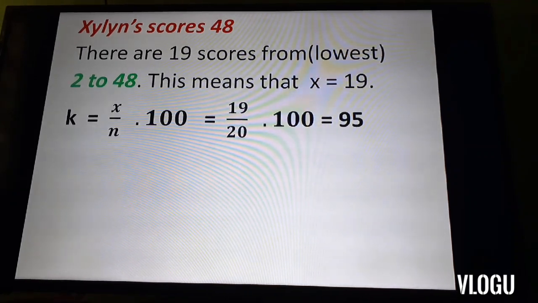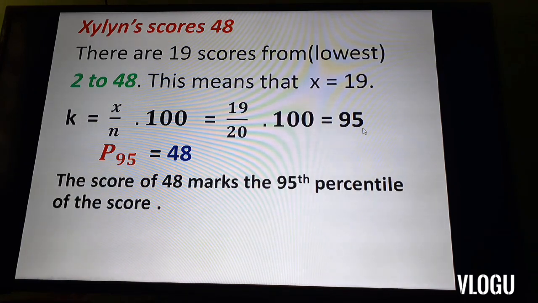Of course, our n is equals to 20. 19 times 100 is 1,900 divided by 20, that is equals to 95. Ano ang ibig sabihin? In short, si Cylene ay nasa pwesto ng 95%. Yun yung kanyang pwesto na nakakuha siya ng 95% na kung saan ang katumbas po nun is 48. Nandun siya sa part na yon.